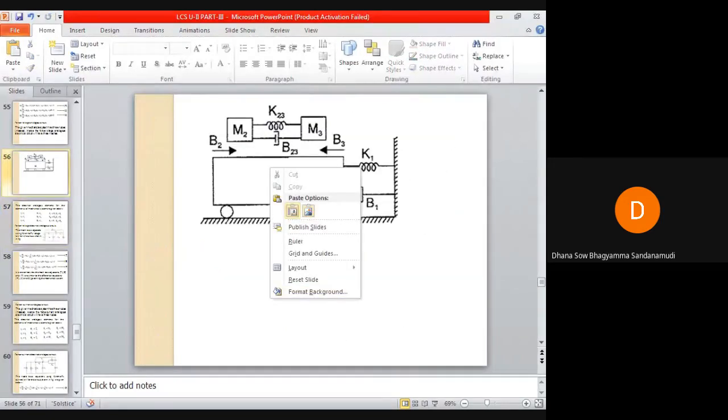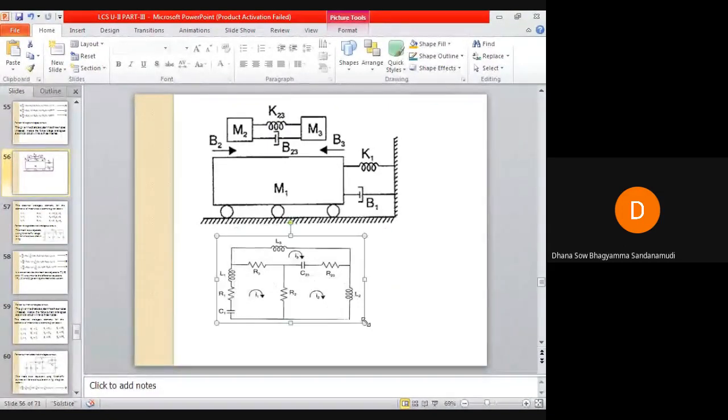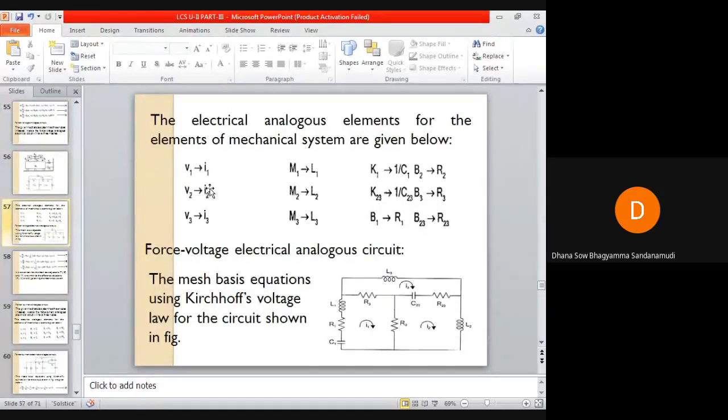If I am able to show both the mechanical system and the electrical system in this same slide, it will be easier for you to understand. My drawing is very messy using this mouse. So first of all, from the electrical to mechanical analogous table, you must know voltage is analogous to current.